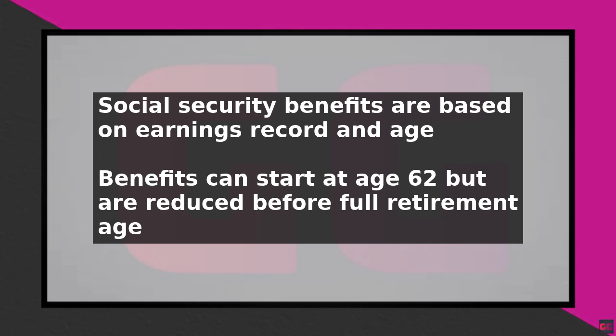Next, let's talk about Social Security. Social Security is a government-run program that provides a steady income stream to eligible recipients. Your Social Security benefits are based on your earnings record and the age at which you choose to start receiving benefits. You can start receiving Social Security benefits as early as age 62. But your benefits will be reduced if you start before your full retirement age.